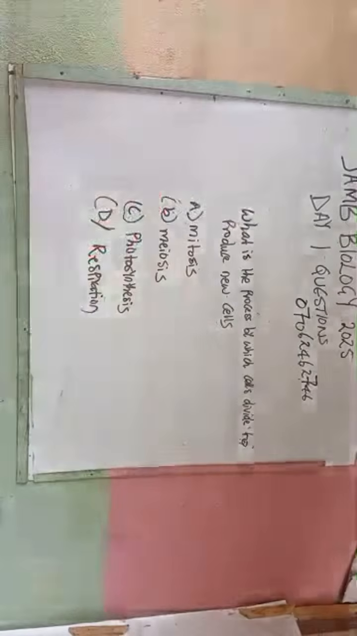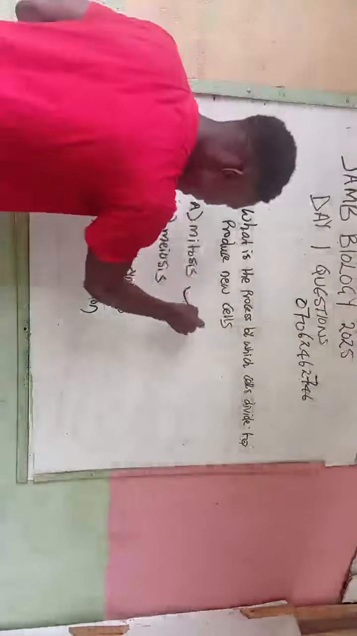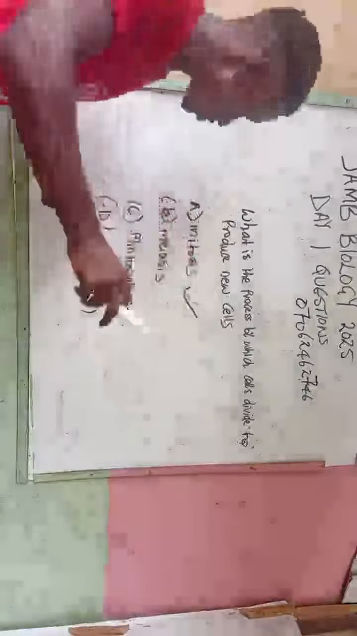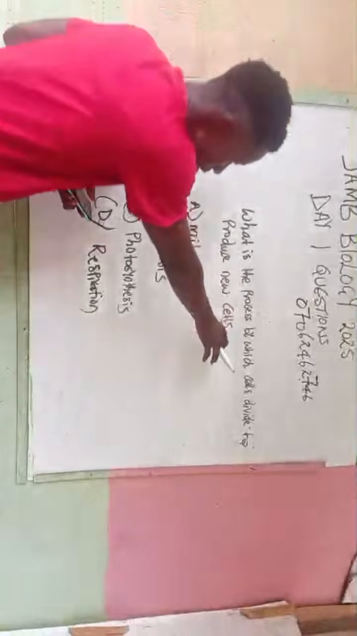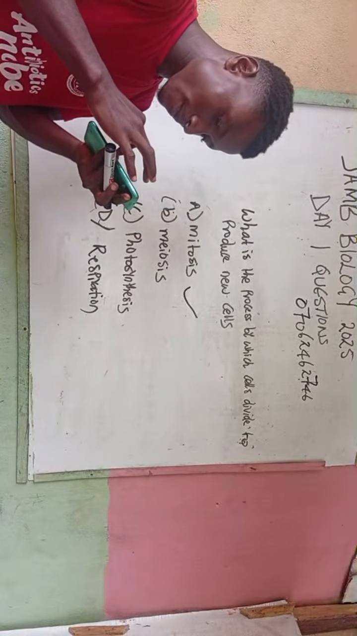So the question is, the process by which cells divide to produce new cells is known as A, mitosis, B, meiosis, C, photosynthesis, and D, respiration. Checking from the question, you find that C and D are not among it. Alright, successful, you have the answer correct. Christian Eric, you are also correct. So the correct answer there is mitosis. Let's move on to the next question.